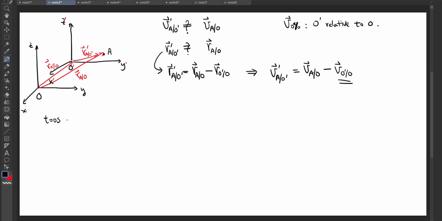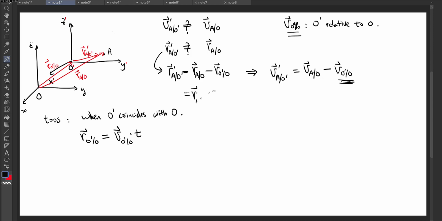t equals 0 seconds. Let's introduce also the time. That's when O prime coincides with O. Okay, and then afterwards O prime is moving away with this velocity with respect to O. So we can write down R O prime, with respect to O at any instant, is this velocity times t.